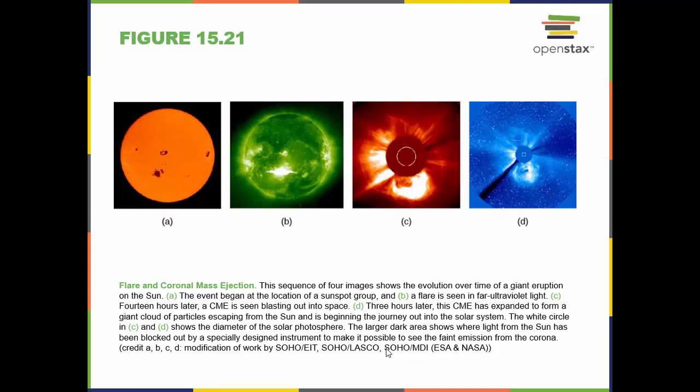The white circles in C and D show the diameter of the solar photosphere. And the larger dark area shows where the light from the sun has been blocked out by a specially designed instrument to make it possible to see this relatively faint emission from the corona.